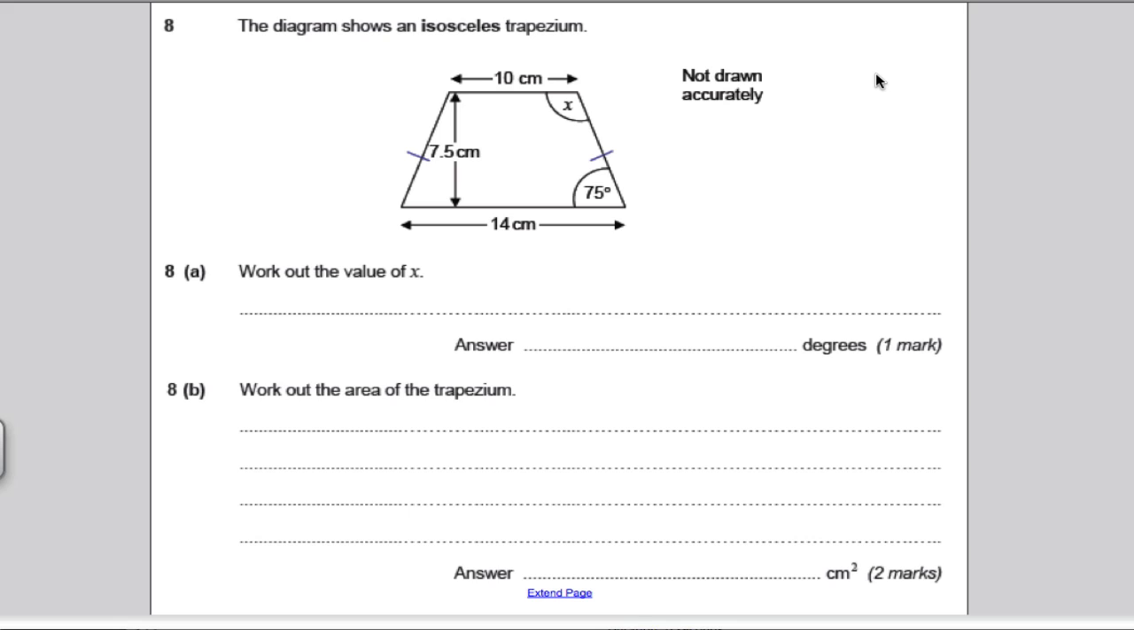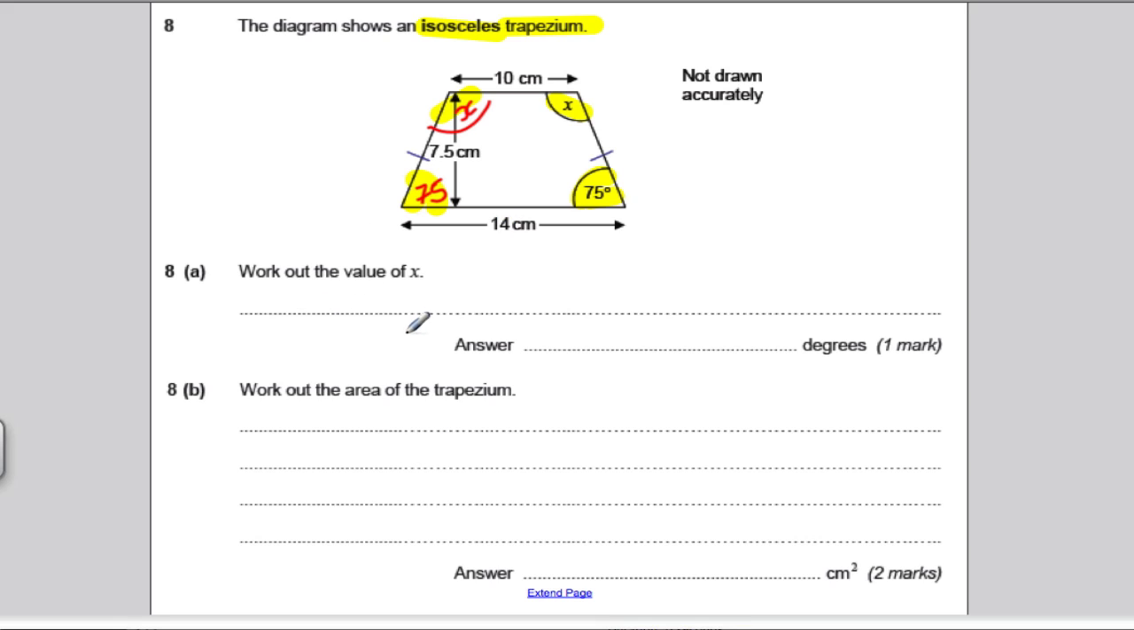Okay, you should have had a go at this question by now. It told you that the diagram showed an isosceles trapezium. The key thing that should have been on your revision card about an isosceles trapezium is that this angle and this angle are the same, and this angle and this angle here are the same. So you should have been able to write in that that was 75 and this angle here was x. You don't know. It said work out the value of x.